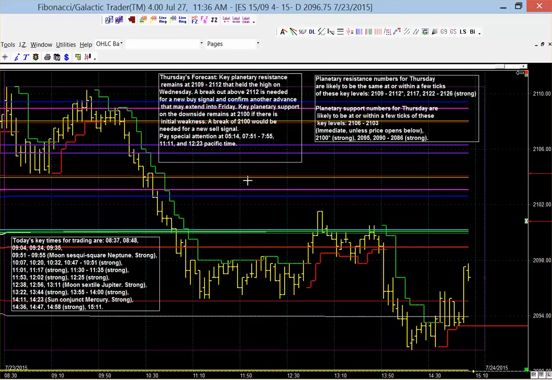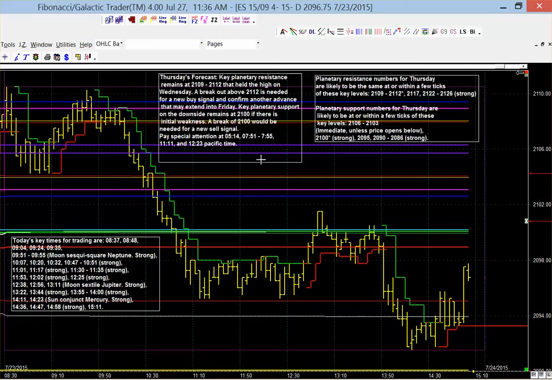Now on the downside, 2100 is a key level, and if broken would trigger another sell signal down to lower levels. And as a general rule, if support, planetary support, is broken during the day, that turns into new resistance, and you can trade off of that. So that's what you're looking for.